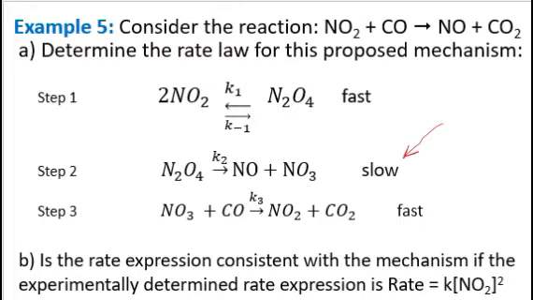And part B of this question says, is the rate expression consistent with the mechanism if the experimentally determined rate expression is the rate equals K times NO2 squared? So we'll determine the rate law based on the mechanism, and then we'll compare it to the rate law from the experimentally determined version.